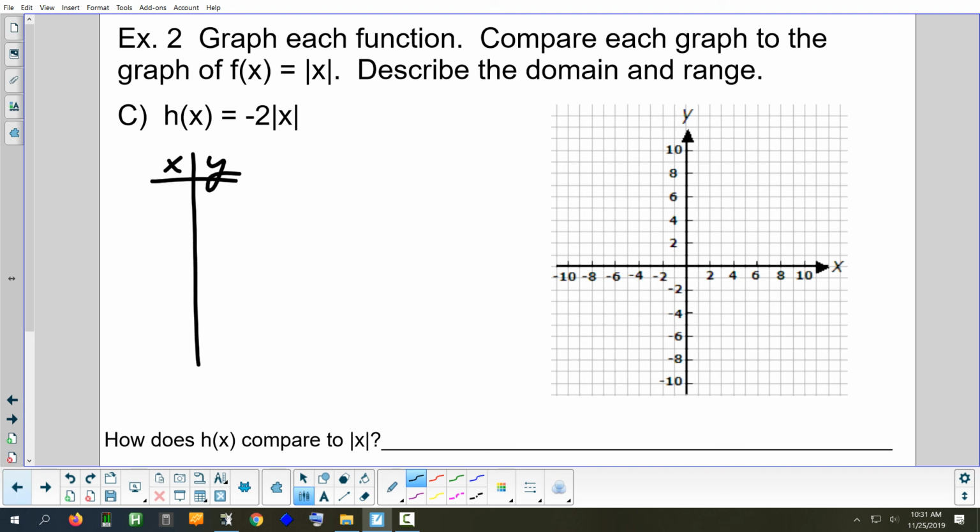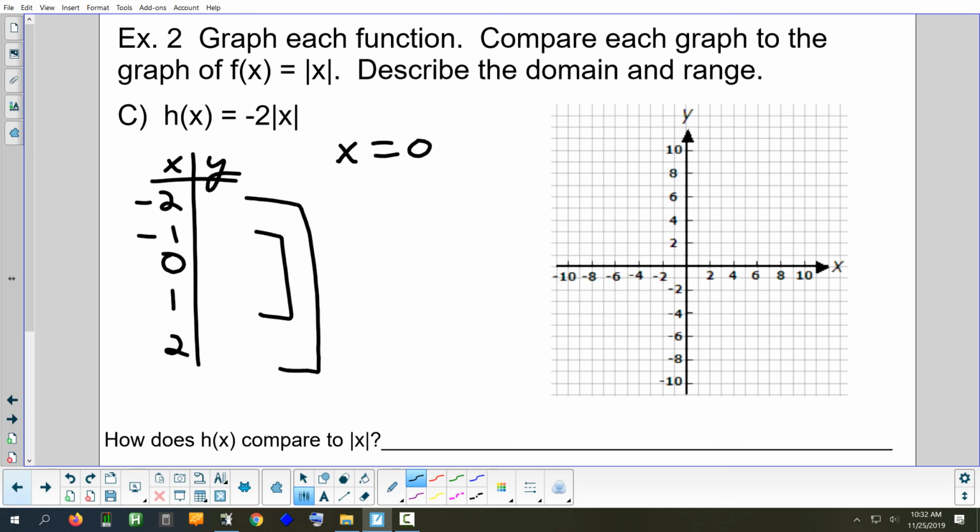What's inside the absolute value bars? X. And what are you supposed to set it equal to? 0. Anything to solve there? No. So 0. Smaller than 0? -1. Bigger? 1. Bigger? 2. There you go.